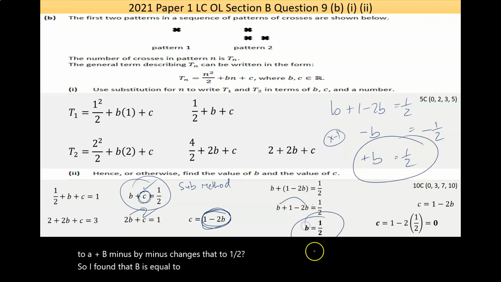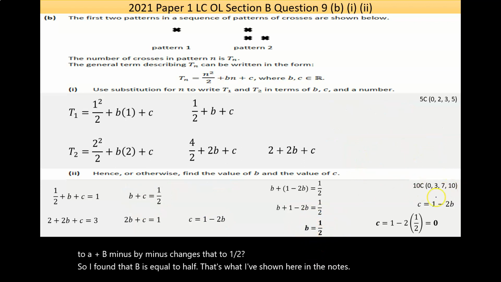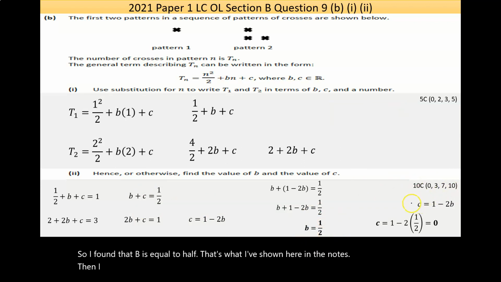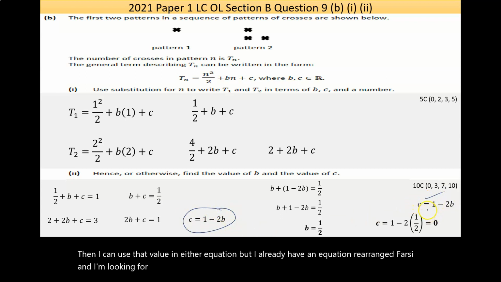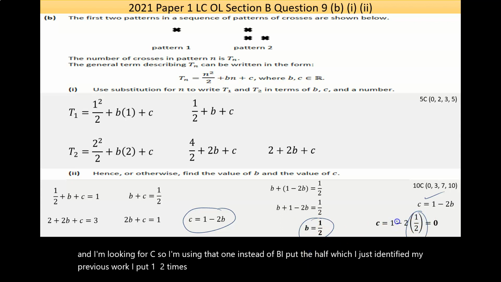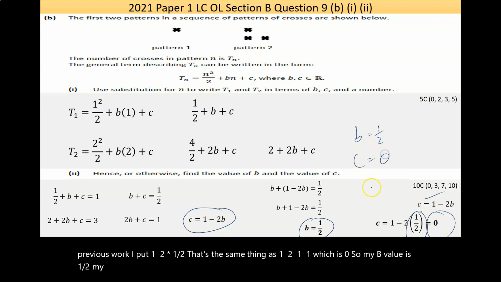That's what I've shown here in the notes. Then I can use that value in either equation, but I already have an equation rearranged for c, and I'm looking for c, so I'm using that one. Instead of b, I put the half, which I just identified in my previous work. I put 1 minus 2 times a half. That's the same thing as 1 minus 2, 1 minus 1, which is 0. So my b value is a half, my c value is 0.